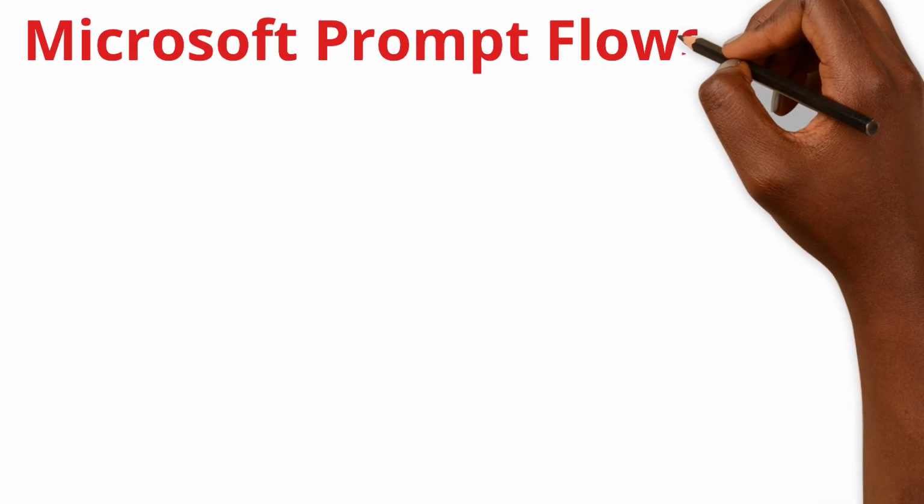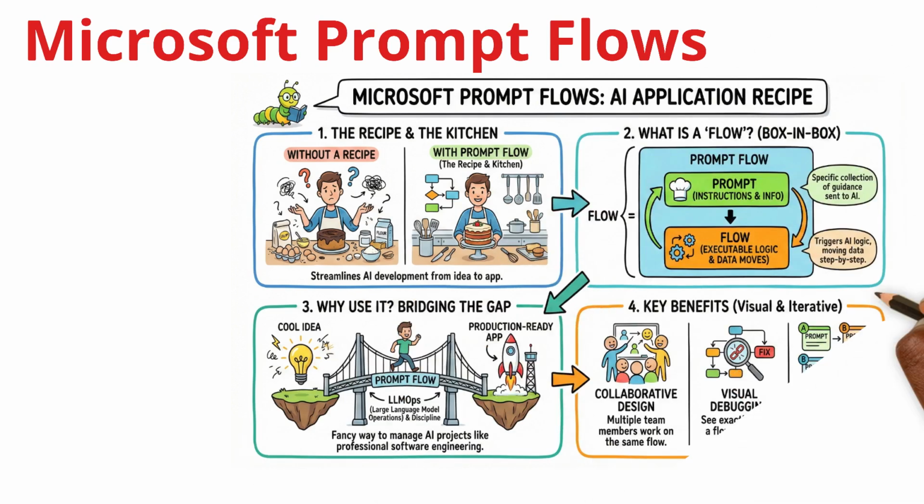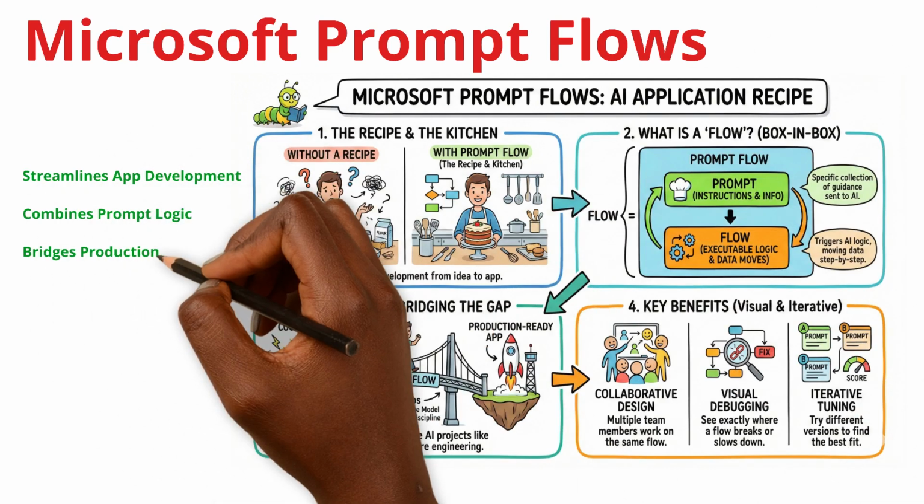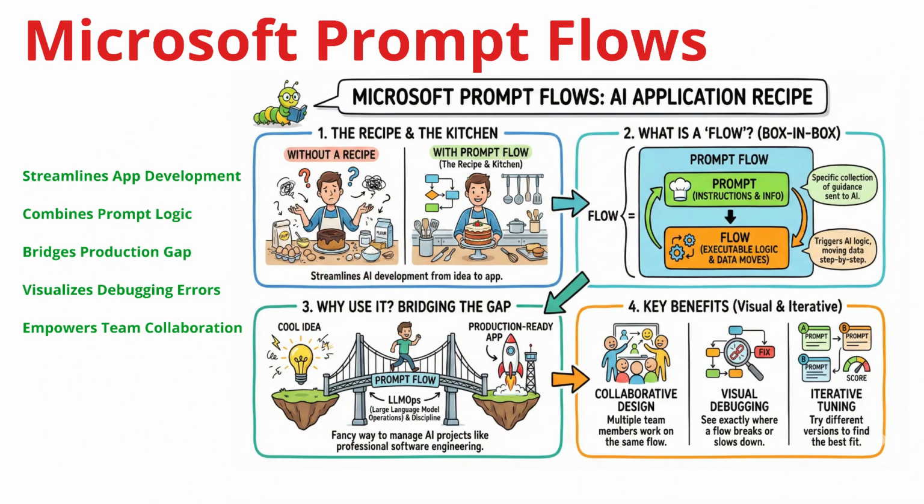Microsoft Prompt Flow. Think of building a complex AI application like baking a cake. Without a plan, you end up with chaos in the kitchen, broken eggs and burnt layers. Prompt Flow acts as your master recipe and professional workspace, streamlining the entire cycle from a messy start to a perfect finish. At its heart, it combines the prompt, your specific instructions, with the flow, which creates the executable logic to move data step by step.